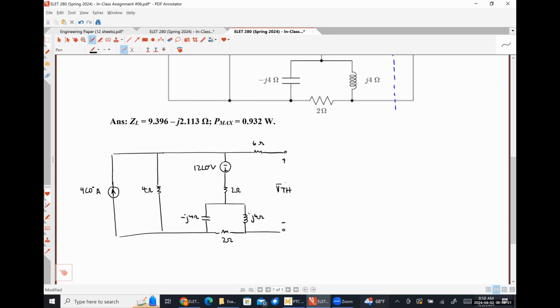arguably easier, but let's make it even easier by using Trilon's suggestion of doing a source transformation, because that's going to eliminate one of these meshes. Okay. So I'm going to do a source transformation on the 4 ∠0 degrees amp current source in parallel with the 4 ohm resistor. You guys are familiar with source transformations because one of you guys suggested it. How do we do it?